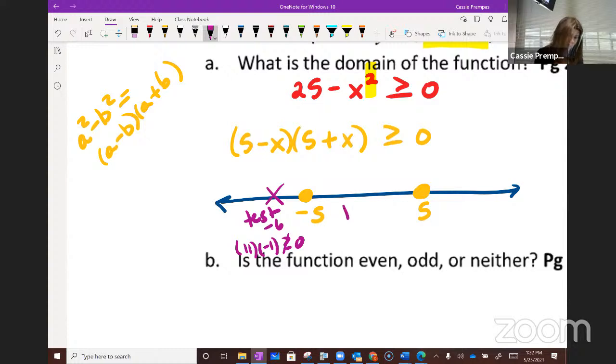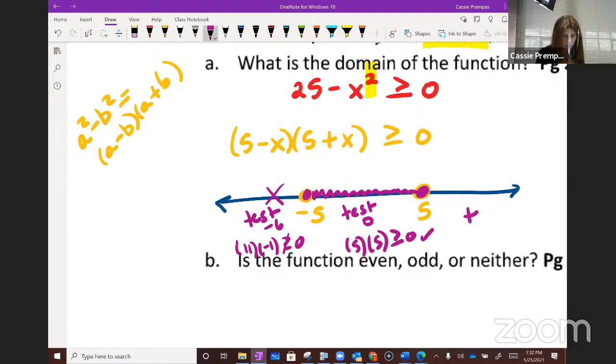In the middle, we would test a number in between. I think 0 is the easiest. 5 minus 0 is 5. 5 plus 0 is 5. That is greater than or equal to 0. So that means everything in here works.